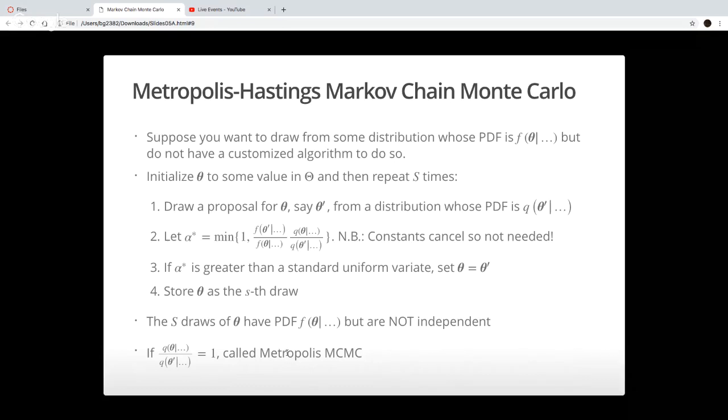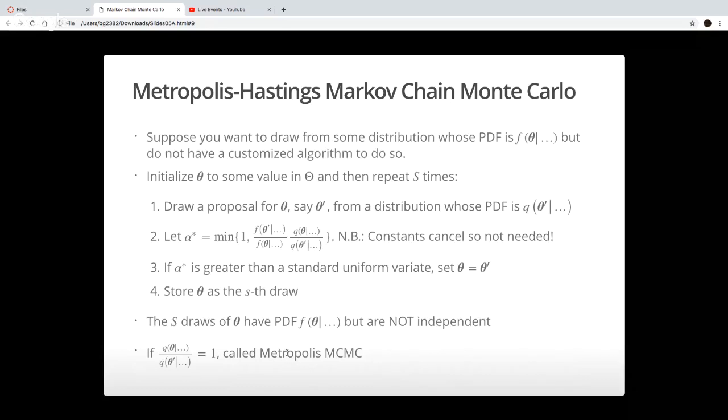And that's basically what happens here. The constants in Q are not needed either, again, because it's a ratio, just evaluated at theta in the numerator and theta prime in the denominator. So that gives you alpha star, or that gives you the ratio. You can say what's the minimum between 1 and that positive number given by the ratio of those 4 terms there.